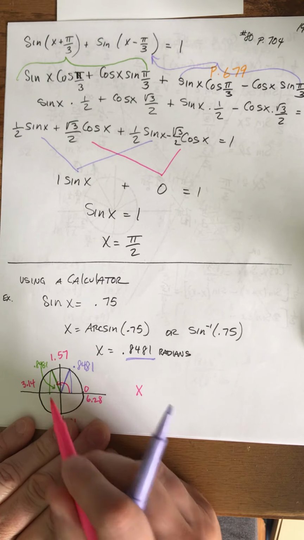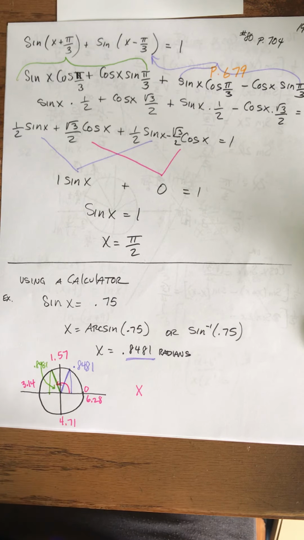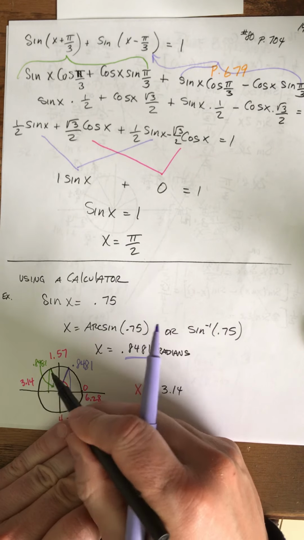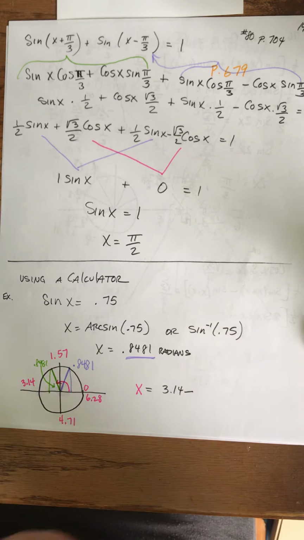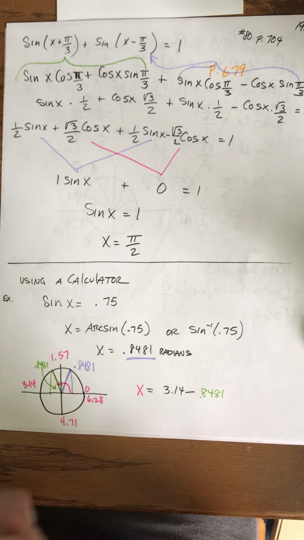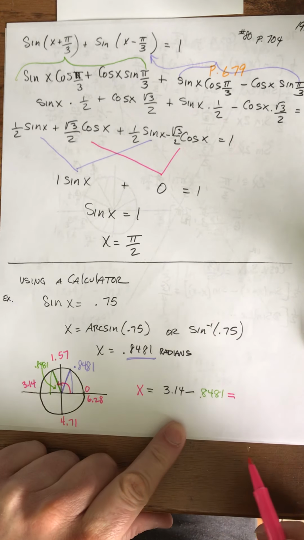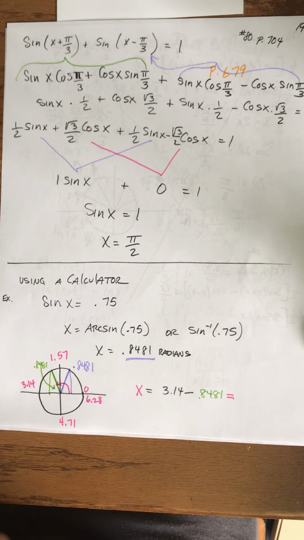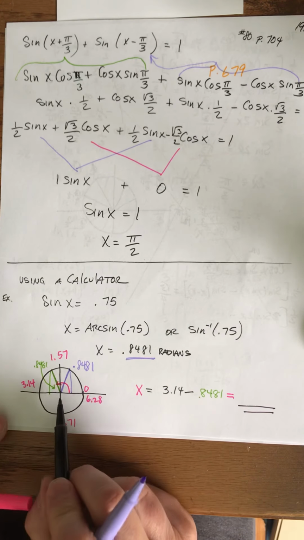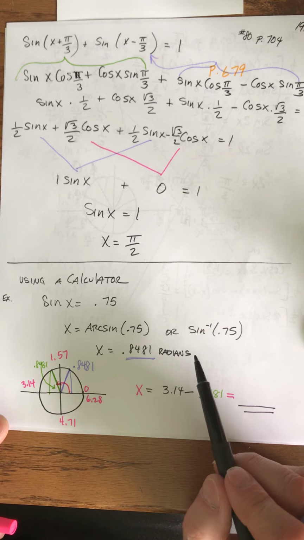To get that pink angle, we would go 3.14, which is all the way around, minus this green 0.8481. And that would give us the pink angle. I'm not sure what that comes out to. I don't have my calculator with me. But that would be the other angle on that. So just subtract these two and get that answer. And this would be that pink angle, which is what we want. So again, there's two possible answers for this.